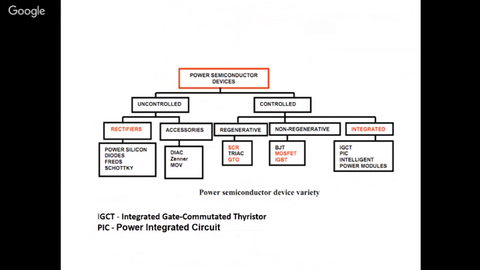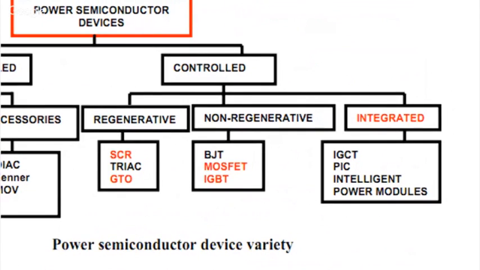For the controlled, you have three types: regenerative, non-regenerative, and integrated. Regenerative in the sense SCR, Triac and GTO come under regenerative. Non-regenerative are BJT, MOSFET and IGBT. And integrated are PIC, intelligent power modules, and IGCT, the integrated gate commutated thyristor. These things come under integrated.